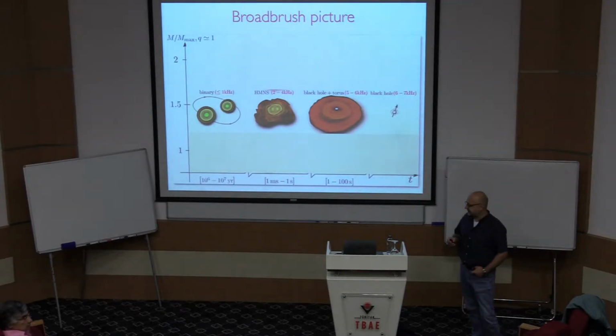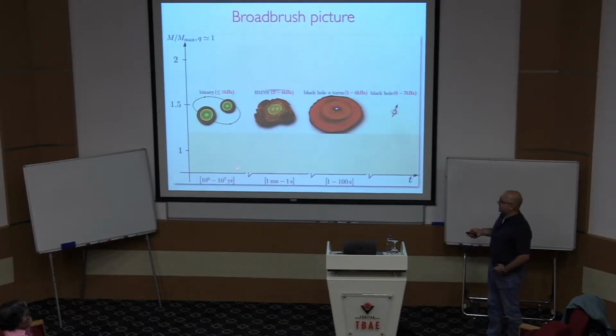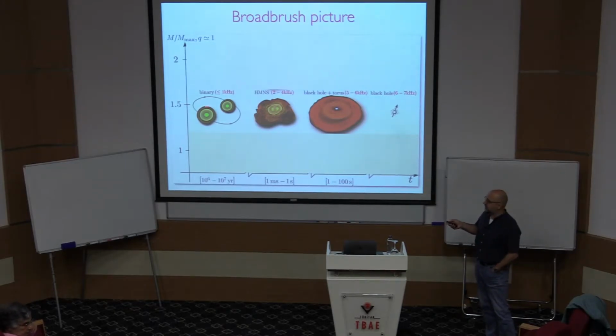To explain this better, I've made this cartoon where I have time on this axis, and I have the mass of the system, m, normalized to the maximum mass that a star can support. Say this could be around 2 solar masses, and so this is the typical scenario that one thinks to encounter. For millions or tens of millions of years after the 2 stars have been produced, they will orbit around each other. They will produce gravitational waves at very low amplitude, at very low frequency.